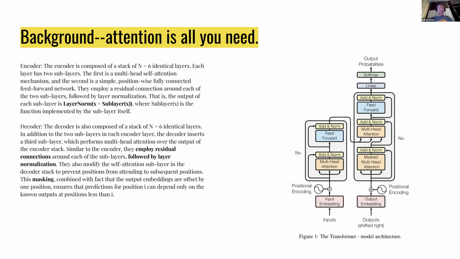So, background: Attention Is All You Need. This is the original transformer paper, and to the right is the architecture. Essentially there's an encoder and a decoder, and the encoder is composed of a stack of 6 identical layers. Each layer has 2 sublayers. The first is a multi-head self-attention mechanism. I'm going to explain all of this in more detail in subsequent slides, but I'm just going through the high-level view here.